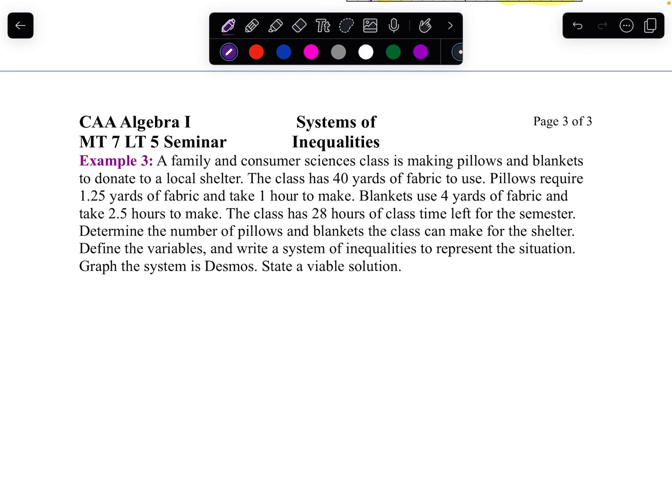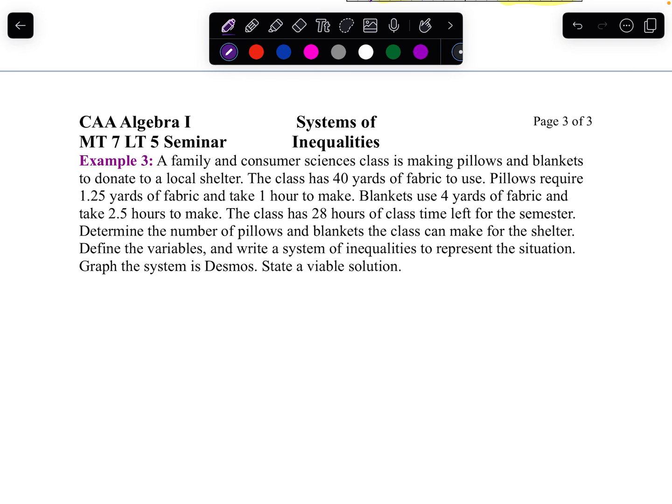On example 3, we've got this application question. It says a family in consumer science class is making pillows and blankets to donate to a local shelter. The class has 40 yards of fabric to use. Pillows require 1.25 yards of fabric and take 1 hour to make. Blankets use 4 yards of fabric and take 2.5 hours to make. The class has 28 hours of class time left for the semester.